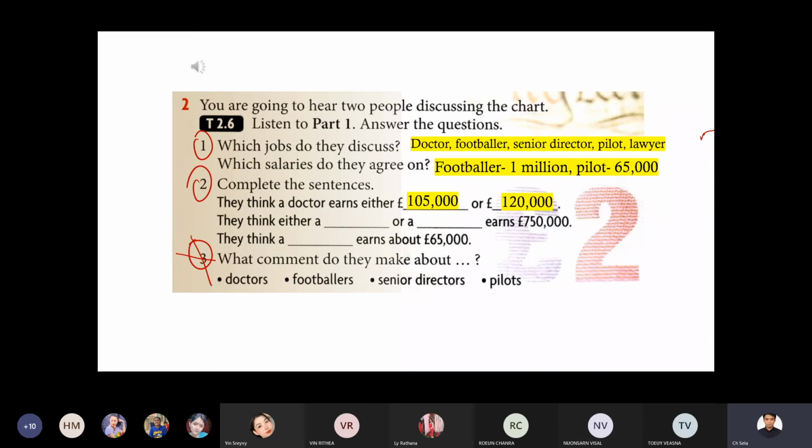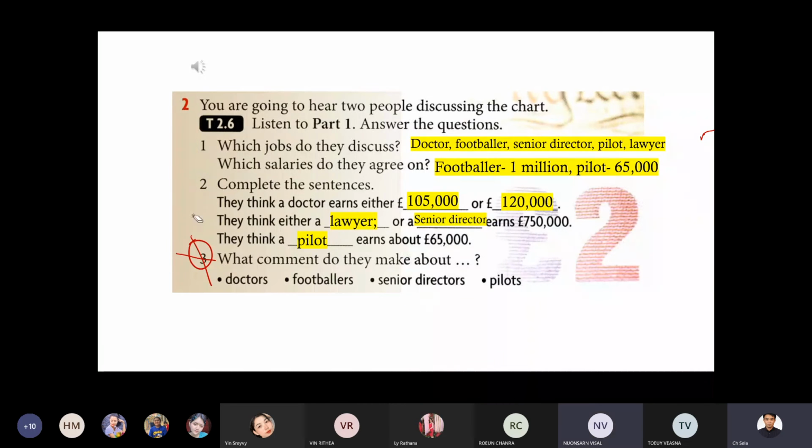They think either a what? Lawyer. Lawyer or senior director. Senior director earns £150,000. They think a? Pilot. Pilot earns about £65,000. Okay, thank you very much. You have all the answer.